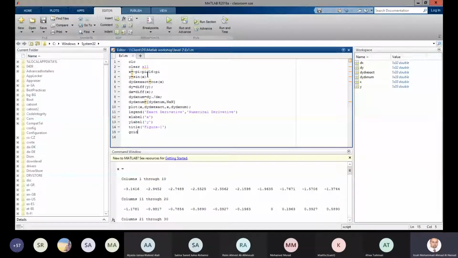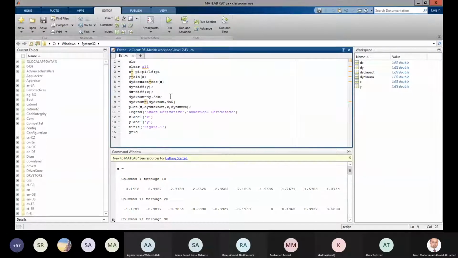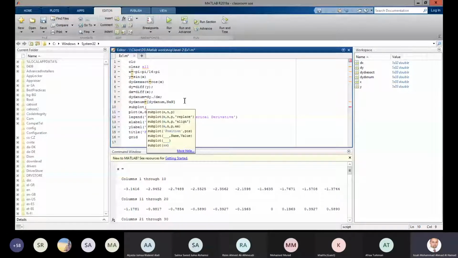Okay, so I will make the y in a plot, and beside that plot I will make the derivatives on another plot. So here, after I finished here, I can make the subplot. I will do it here. Subplot. Now, I need to select the number of rows, the number of columns of the plot, and the number of plots.